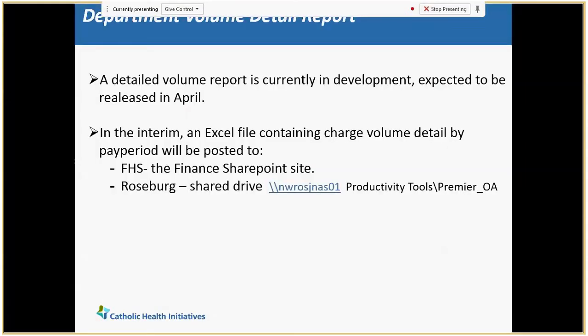So there is no volume detail report at this time. Premier doesn't have one. I've been working on this with them for a little while, and we're really close to releasing something. We're expecting it to be next month, April. So in the absence of that right now, we've made an Excel file available to you out on the share drive where the other materials are.